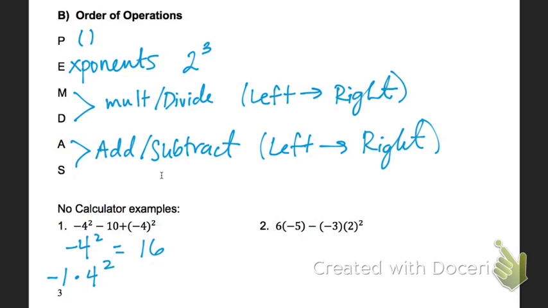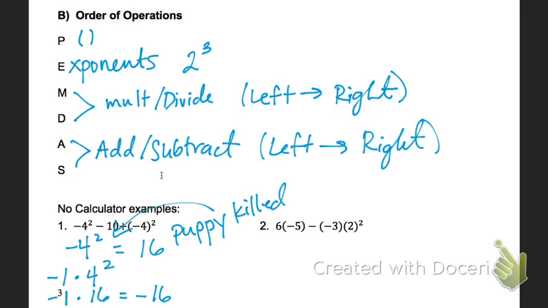What comes first? Multiplication or exponent? Exponent. So if exponent comes first, then I have negative 1 times 16, which then becomes what? Negative 16. And a live puppy. Not a dead puppy. Puppy killed. Right here. And I'm obsessed with my puppy, so don't kill a puppy.